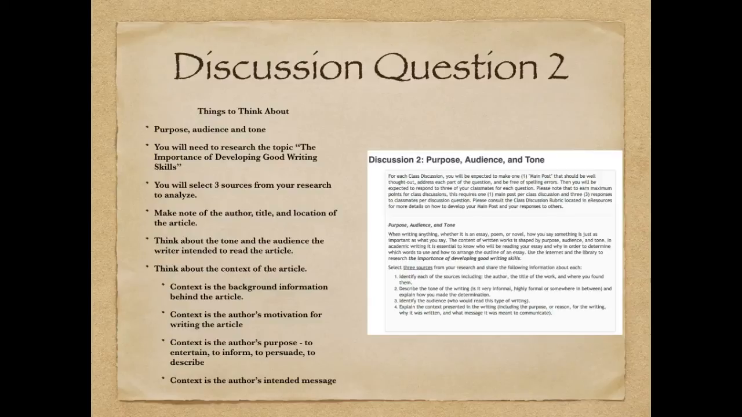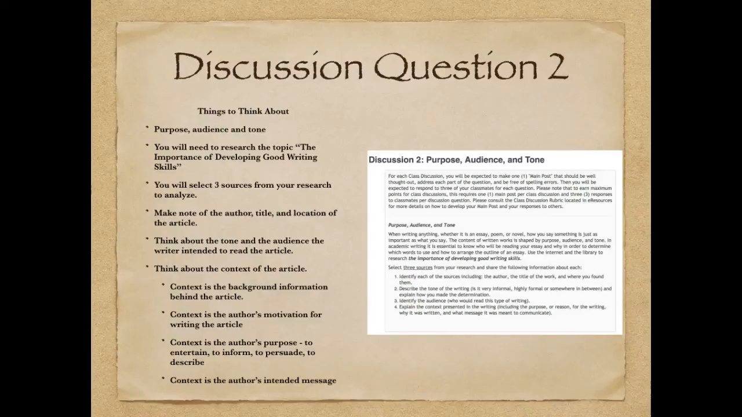Use the internet and the library to research the importance of developing good writing skills. Select three sources from your research and share the following information about each. 1. Identify each of the sources, including the author, the title of the work, and where you found them. 2. Describe the tone of the writing. Is it very informal, highly formal, or somewhere in between? And explain how you made the determination.